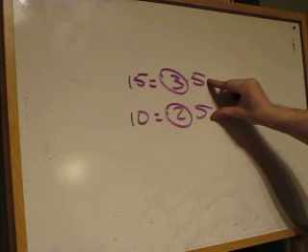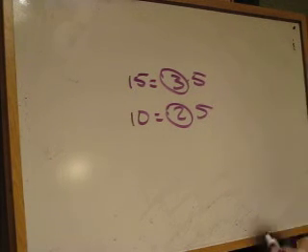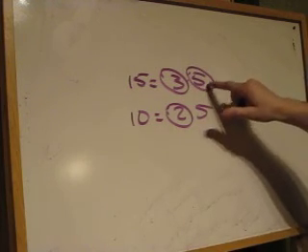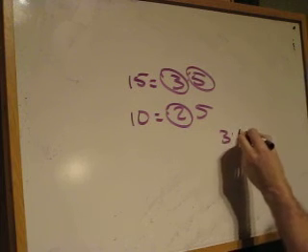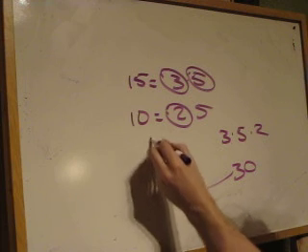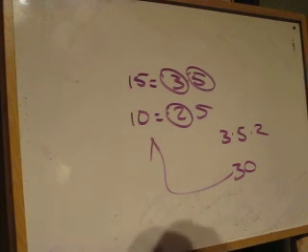My 5 shows up in both of them. So it doesn't matter, I want one of them. Not both of them, just one of them. So I just circle 1, and I multiply 3 times 5 times 2, which is 15 times 2 is 30, which means 15 and 10 both go in there.